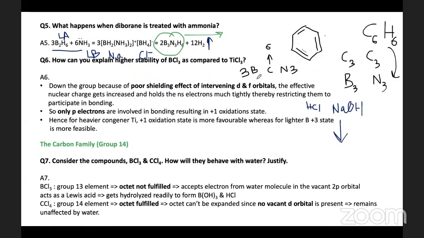Since boron is one atom before carbon and nitrogen is one atom after carbon, that's why this C6 is designated as B3N3. So B3 and N3 replace the C6, and we have H6. Just in alternate positions, we will have boron and nitrogen in the case of borazine. That will be the structure of borazine.